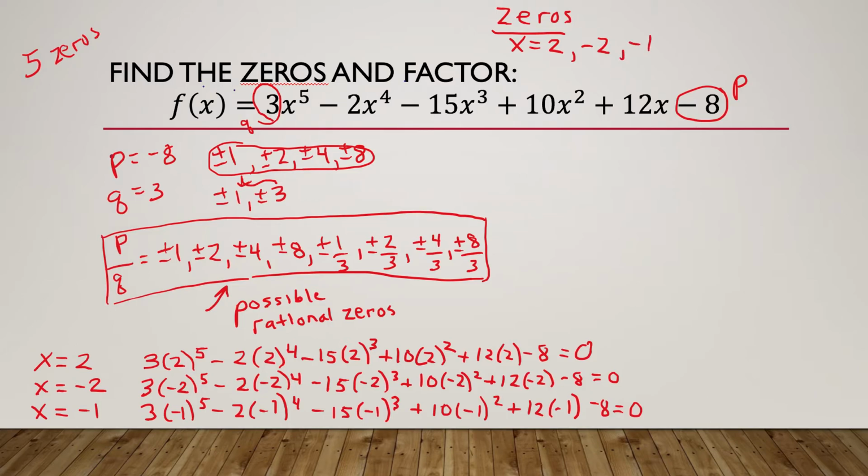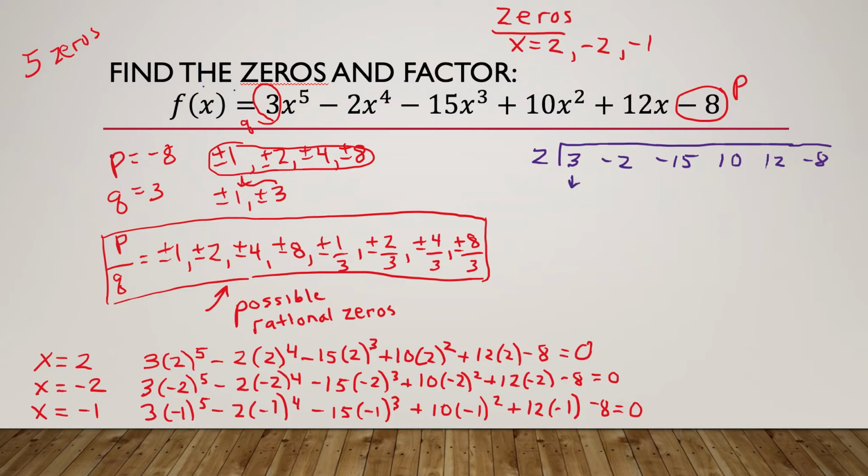Remember, you need to find 3 of them because the polynomial is a 5th degree. Once we do our synthetic division, if we have 3, we'll be down to a squared term that we can actually solve for the other 2. So now let's do the synthetic division. I'm going to start with the 2, and I'm going to put these numbers from the original function underneath. So I have 3, -2, -15, +10, +12, -8.